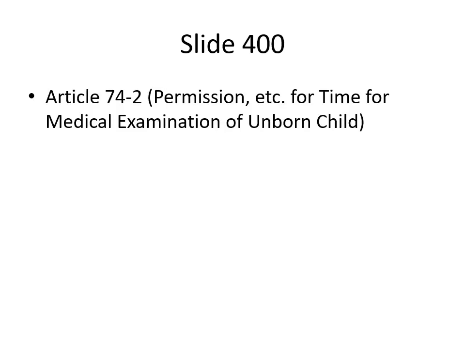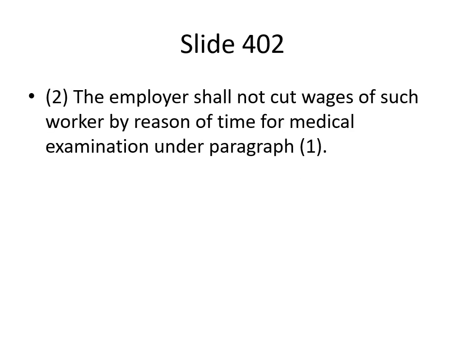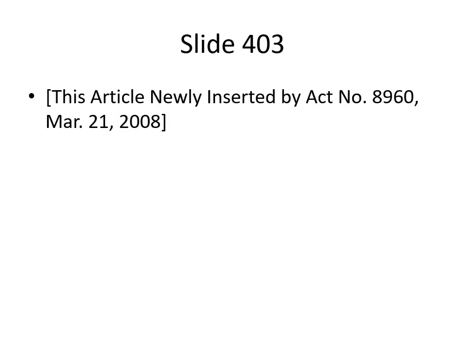Article 74-2, Permission, etc. for time for medical examination of unborn child. 1. Where a pregnant worker claims time necessary for a periodical medical examination of pregnant women under Article 10 of the Mother and Child Health Act, an employer shall grant permission for such time. 2. The employer shall not cut wages of such worker by reason of time for medical examination under paragraph 1. This article newly inserted by Act No. 8960, March 21, 2008.